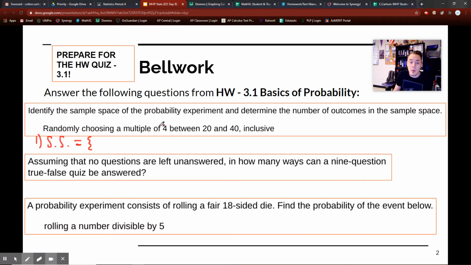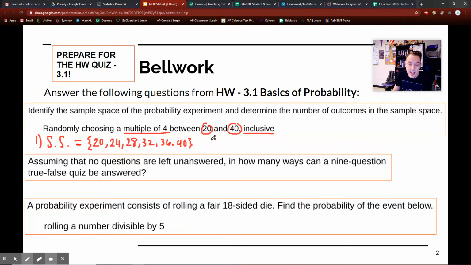Well, if it's a multiple of 4 between 20 and 40, well, 20 is a multiple of 4. And it says inclusive. So that means I'm going to include 20 and 40 if it is indeed a multiple of 4. Well, it is. So I'm going to include 20. The next multiple of 4 is 24. The next multiple of 4 is 28. Next one is 32, 36, and then 40 inclusive. So that's what it's going to ask you first.